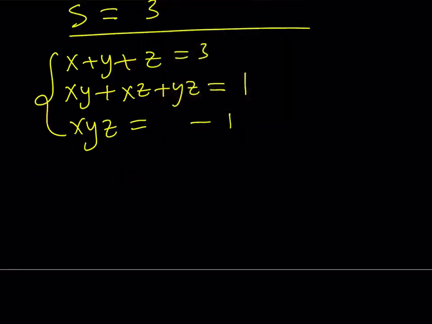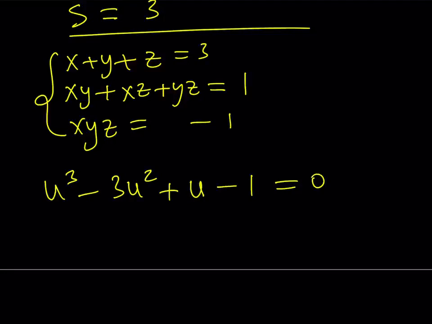Here's what I'm going to do. I'm going to write u cubed minus the sum, which is 3u squared, plus the two-way products, which is u, and then the constant will go here. Okay, so that is my equation. Actually, this is supposed to be a plus sign, and we're going to be solving this.